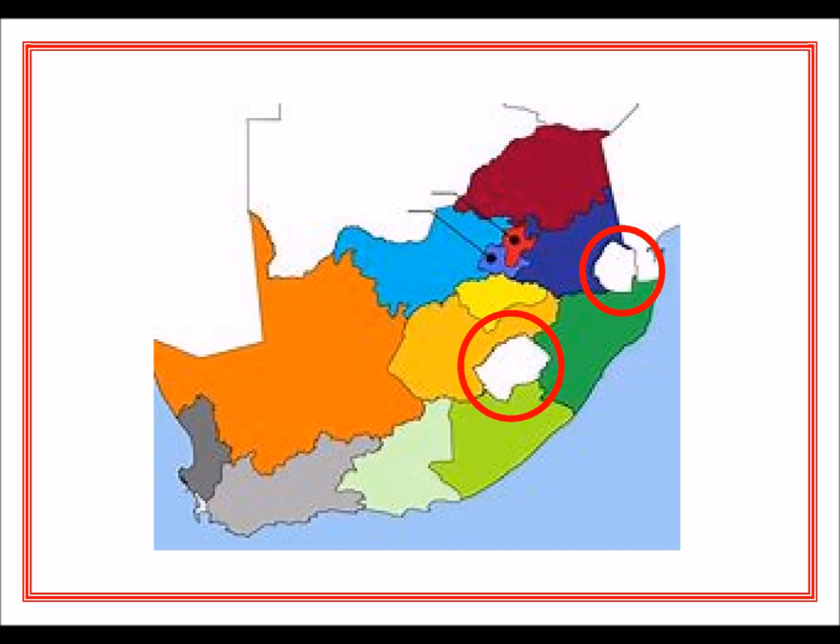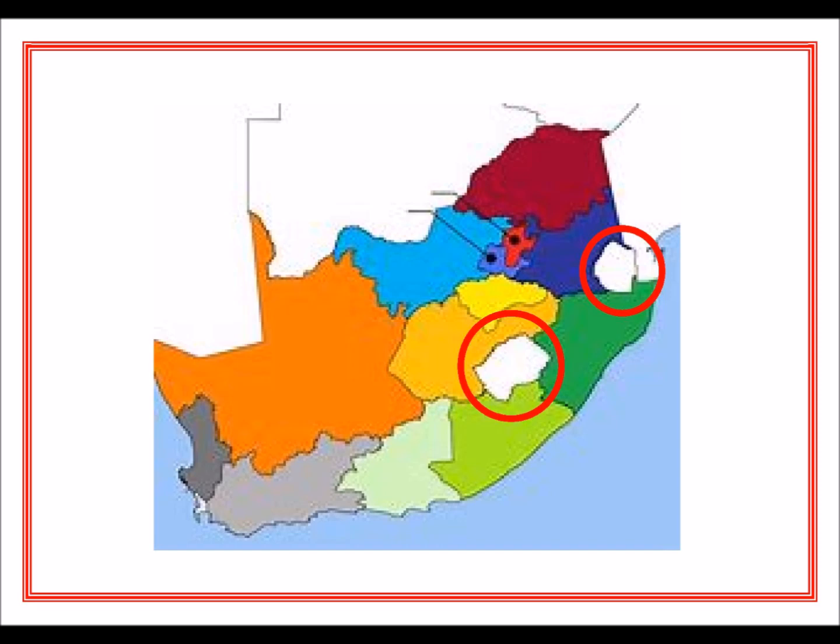South Africa is divided into 9 parts. These 9 parts are called provinces. Can you say that with me? Provinces.